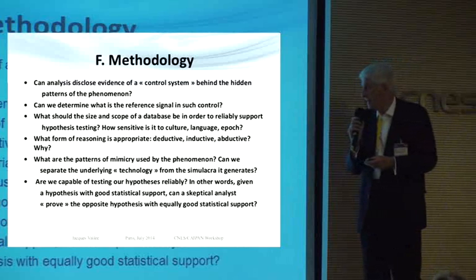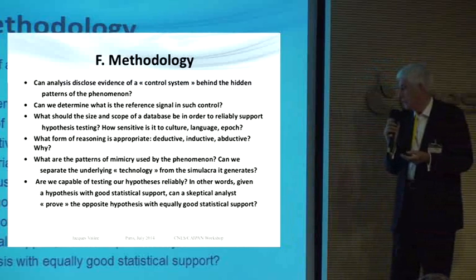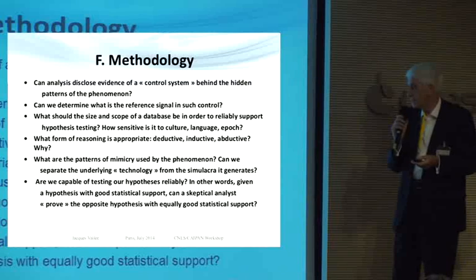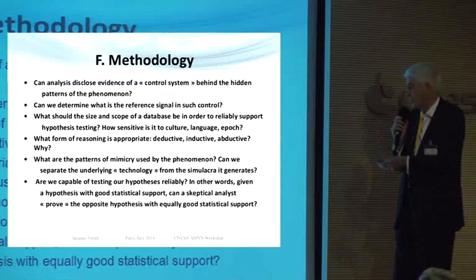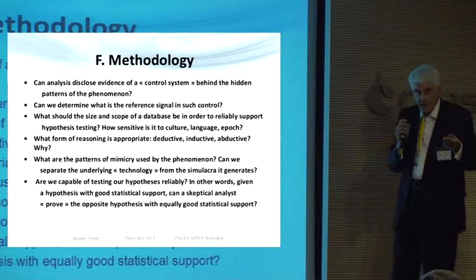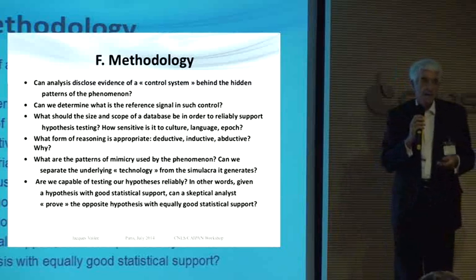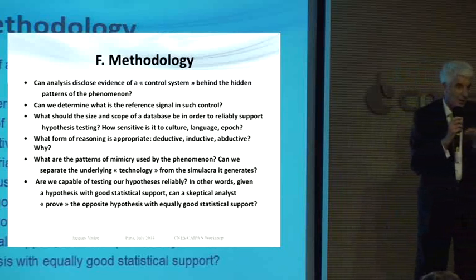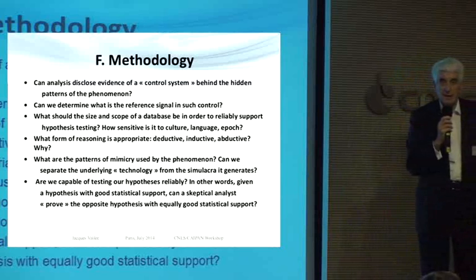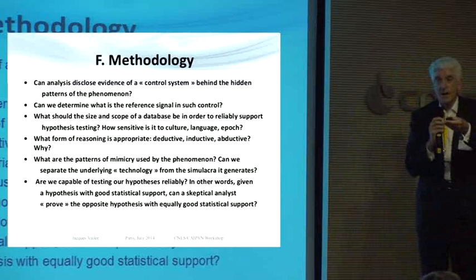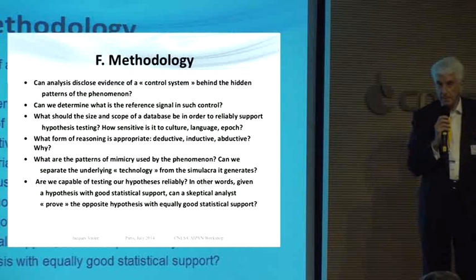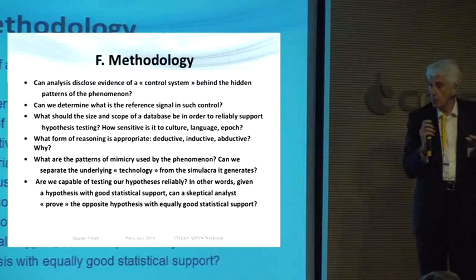And finally, can we test our hypotheses reliably? In other words, given a hypothesis with good statistical support, could a skeptic or an outside skeptic prove the opposite hypothesis? I mean, if you give me a catalog of UFOs and you give me a hypothesis, I can prove your hypothesis. But if somebody else gives me the opposite hypothesis, I can also prove it. And that's a very interesting logical problem.